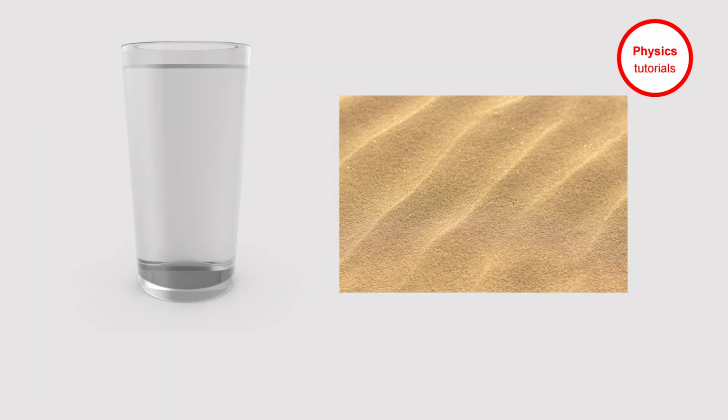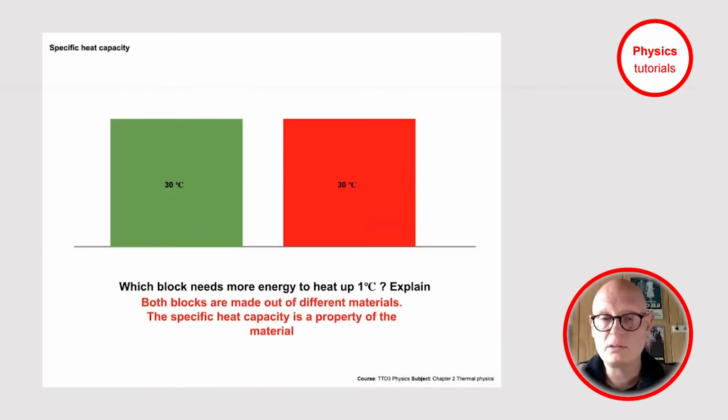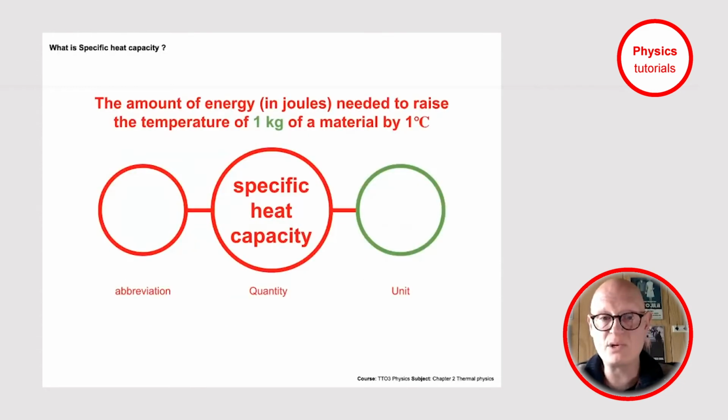Let me give another example. Water has a 5 times bigger specific heat capacity than sand. So heating them up by say 1 degree Celsius, you need 5 times more heat energy for 1 kilogram of water in comparison to 1 kilogram of sand. Likewise, 1 kilogram of water releases much more heat energy than 1 kilogram of sand when the temperature drops. So the quantity, the specific heat capacity, is a material property.